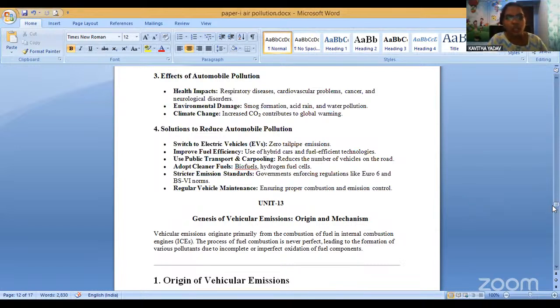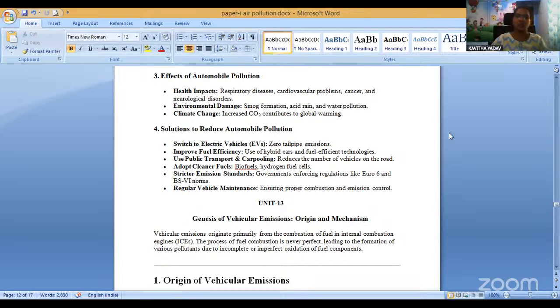Next one is solutions to reduce automobile pollution: switch to electric vehicles with zero tailpipe emissions, improve fuel efficiency, use hybrid cars and fuel efficient technologies, use public transport and carpooling to reduce the number of vehicles on the road, adopt cleaner fuels, biofuels, hydrogen fuel cells, stricter emission standards, the government enforcing regulations like Euro 6 and BS norms, and regular vehicle maintenance, ensuring proper fuel consumption and emissions control.